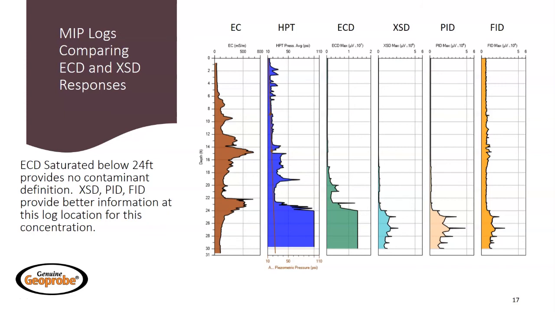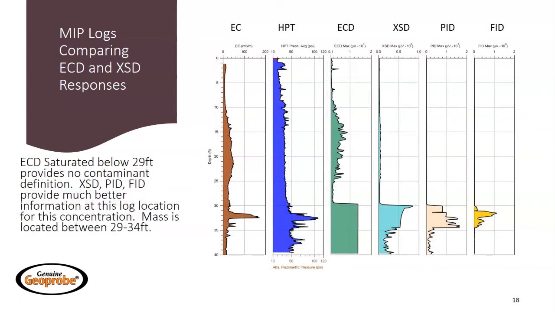at 30 feet. This final log provides some interesting interpretation challenges. The ECD provides a good indication of contaminants present in a high permeable zone between 5 and 25 feet as indicated by the low HPT pressure readings. The XSD also appears to show some response, but at a much lower scale than what is displayed here because of the response below 30 feet.